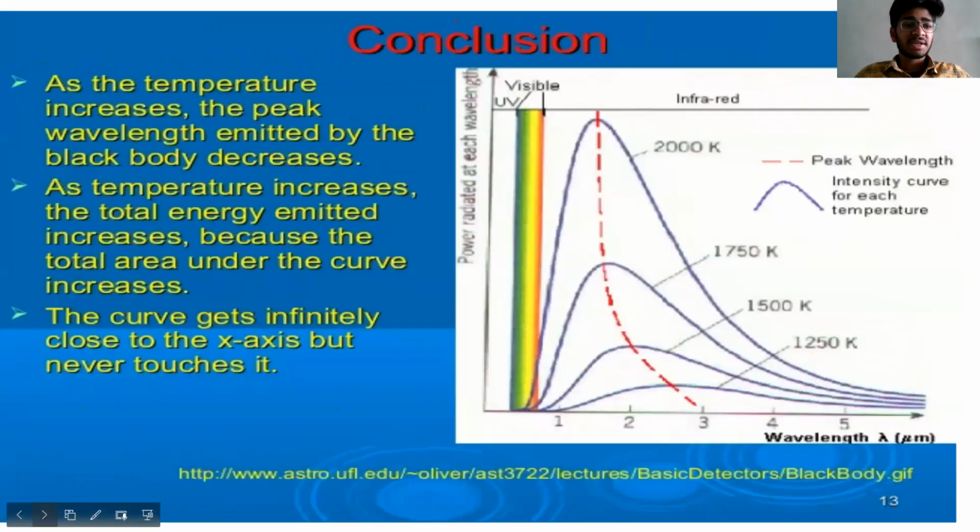Conclusion. As the temperature increases, the peak wavelength emitted by the black body decreases. As temperature increases, the total energy emitted increases because the total area under the curve increases. The curve gets infinitely close to the x-axis but never touches it.